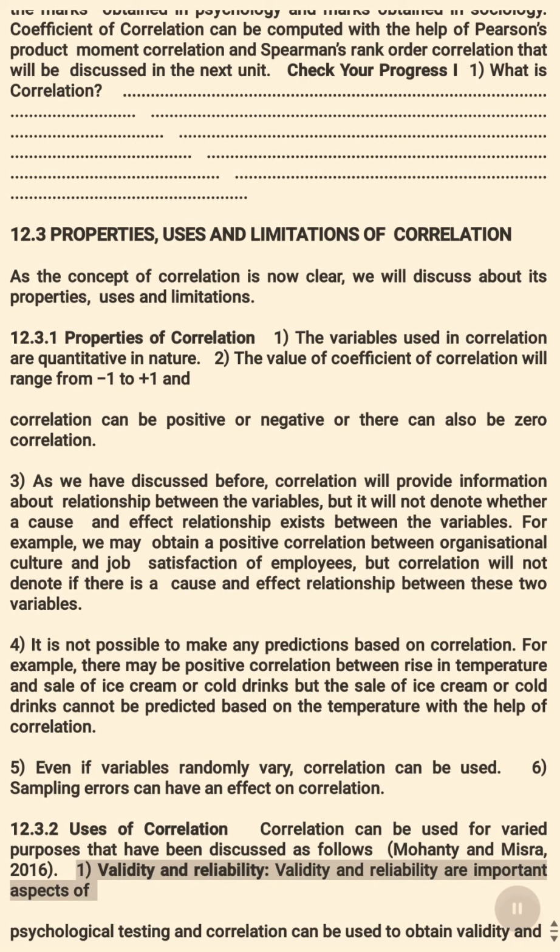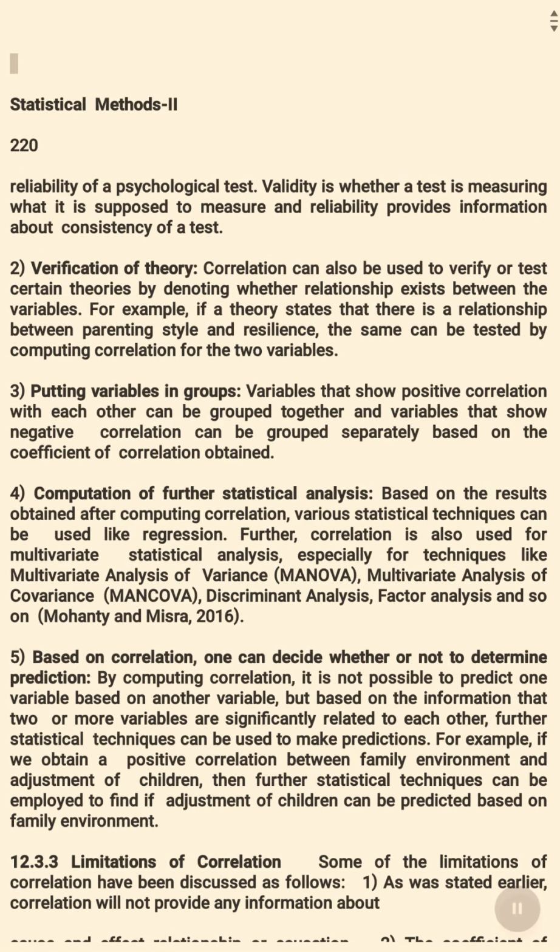1. Validity and reliability. Validity and reliability are important aspects of psychological testing, and correlation can be used to obtain validity and reliability of a psychological test using statistical methods. Validity is whether a test is measuring what it is supposed to measure, and reliability provides information about consistency of a test.